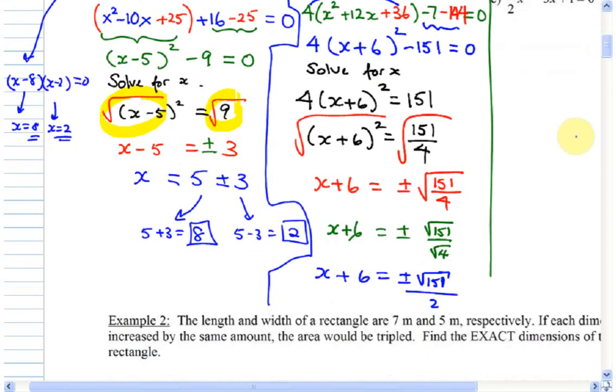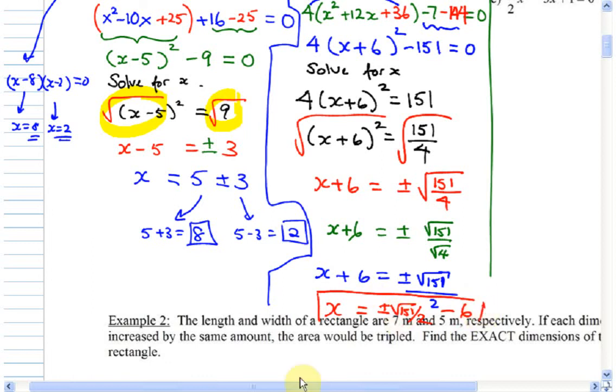Don't forget plus and minus. And then what's your last step? Minus 6. So x equals plus or minus root 151 over 2, and then minus 6. And ladies and gentlemen, at this point, because I want an exact answer, you are done. So don't go to your calculator and punch out a decimal and round, because I'm not asking for a rounded answer. I want an exact answer. There you go. Exact answer.